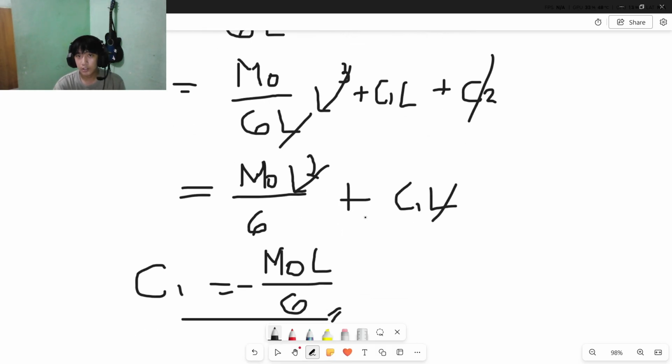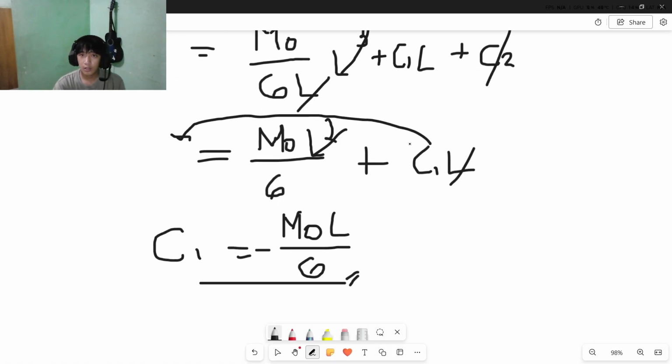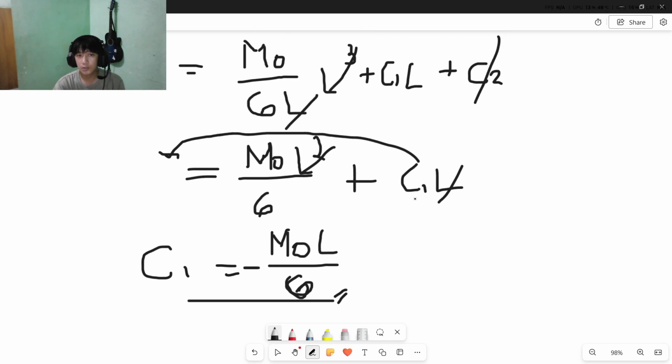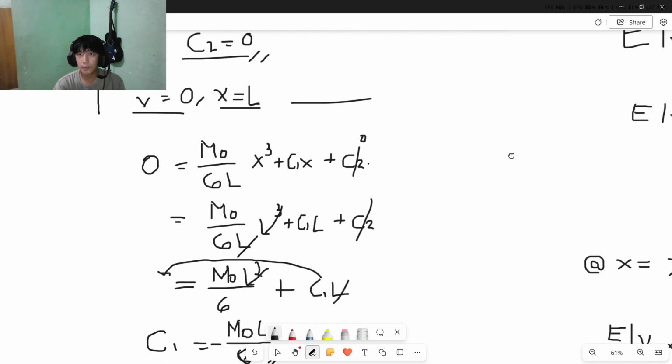So since we're getting the constant value, we set this to the other side, and then we need to simplify it again. So divide both sides by L. So we get M sub O times L over 6 is going to be equal to our C1, and that's going to be negative, since we set it on the other side. Transfer that value to the other side, so that's going to be the value of our C1.